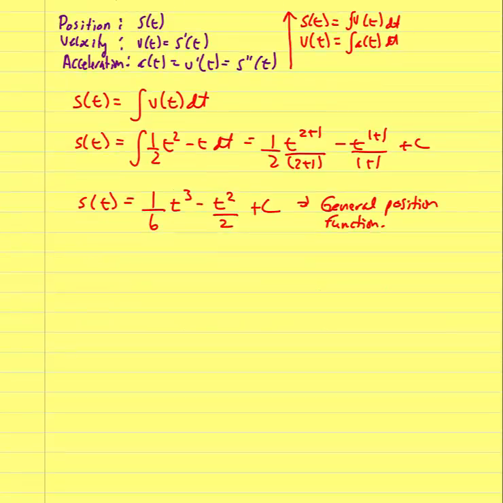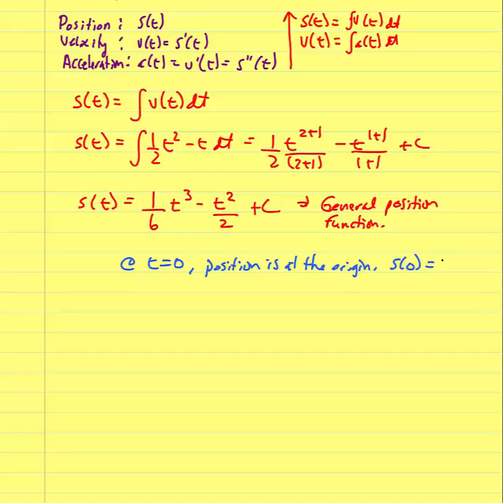Now the only thing I know right now is what's going on at time equals 0. So at time equals 0, your position is at the origin. So what that's telling me is s of 0 equals 0. That's the condition that I can use here to solve. So I come up here in my position function and I plug in 0. Everywhere I see a t, I'm going to go ahead and plug in that 0.